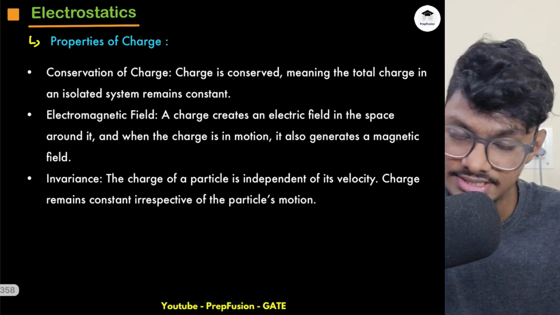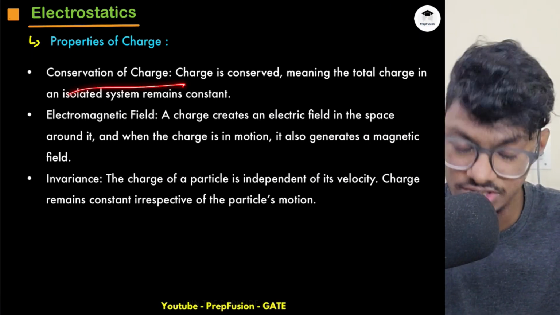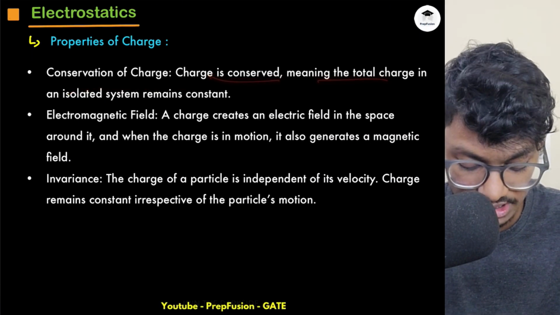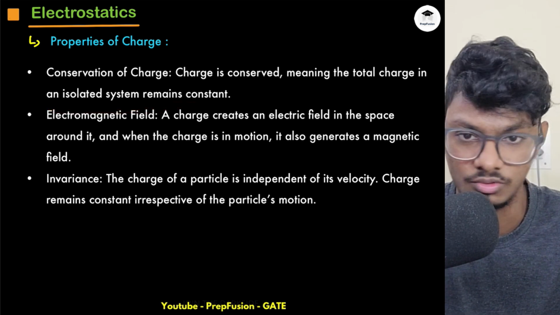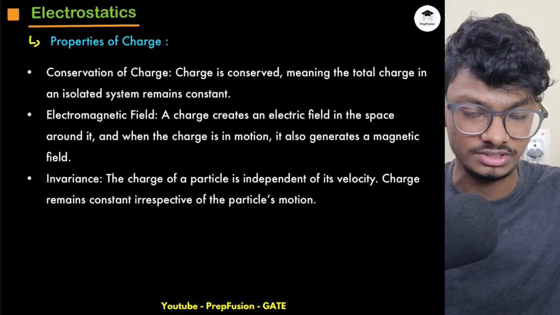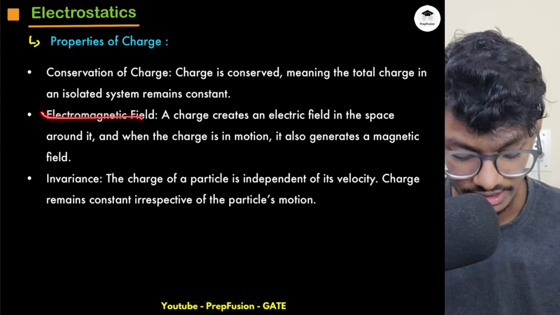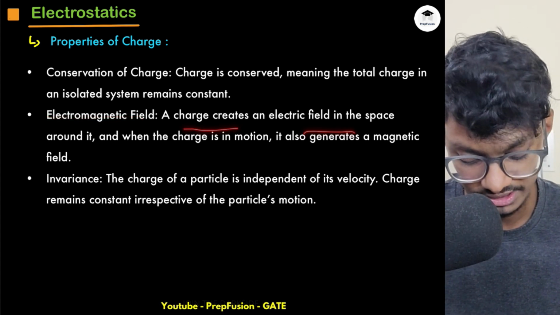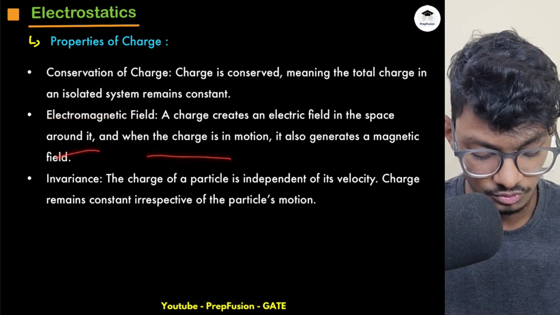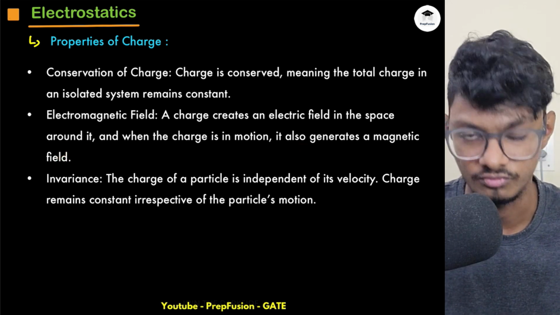As mentioned, charge can neither be destroyed, so charge is always conserved. Charge is conserved, meaning total charge in an isolated system remains constant. So if the system is isolated from the surroundings, the overall charge of that system will be constant. Electromagnetic field: a charge creates an electric field in the space around it. When the charge is in motion, it also generates a magnetic field. We have already talked about that.